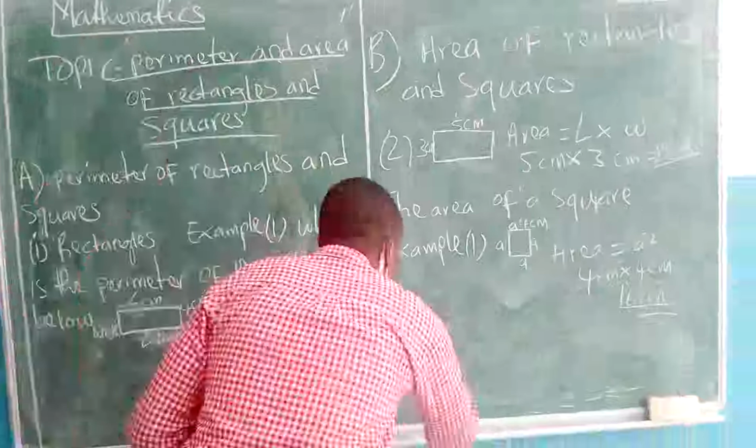Remember, the formula is length times width, L times W. Since length is 5 centimeters, we multiply by width, which is 3 centimeters, and 5 times 3 is 15. And when it is area, we write our answer in centimeters square. That is why you see that small 2 on the cm.